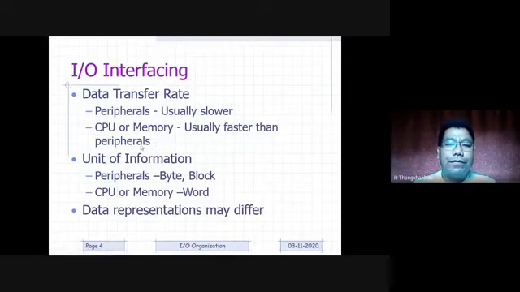The unit of information for peripherals is measured in bytes or blocks, but for CPU or memory it is measured in terms of words. Please try to remember: peripherals operate on bytes or blocks, but CPU or memory operates on words. Okay, data representation may also differ. Yes, they obviously differ because the mode in which they are working is not the same. Therefore, the data representation also differs.